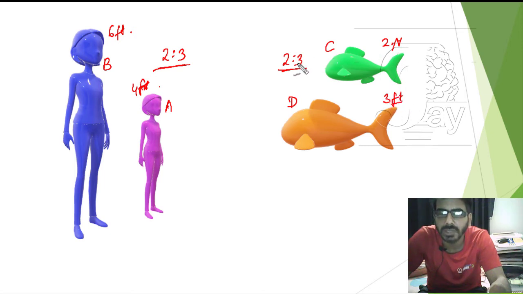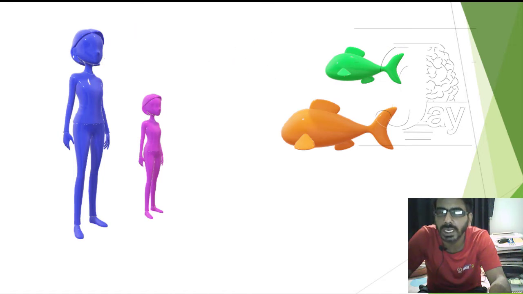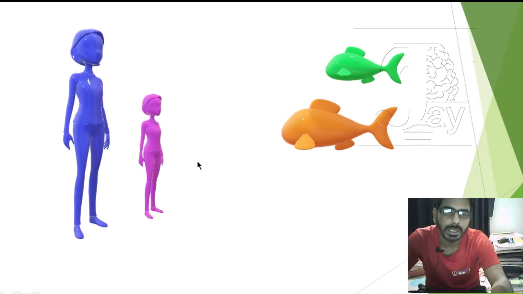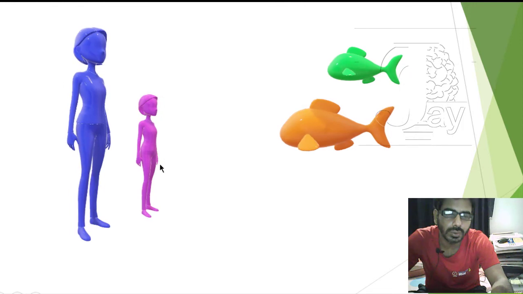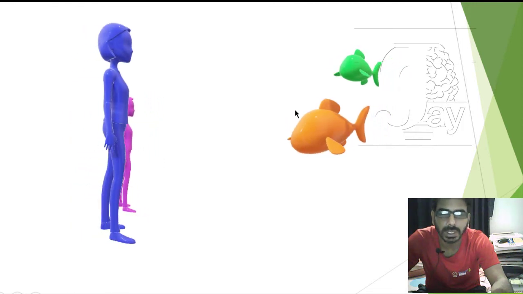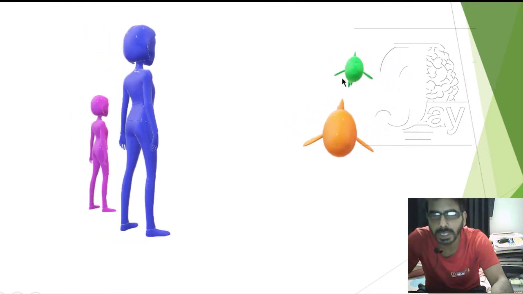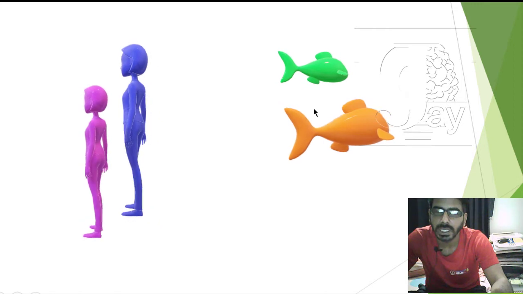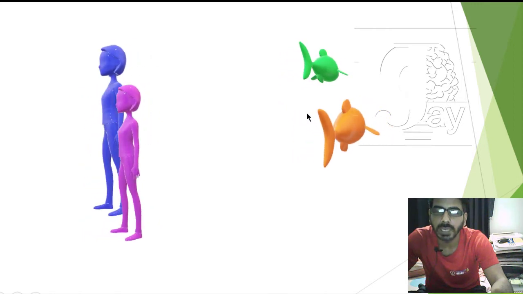Even then we have the ratio 2 is to 3. So what do we get? We get their ratios equal, and hence we say all these models are in proportion. Basically, we are comparing two quantities in one ratio, and then comparing two quantities in the other ratio, and then equating those two ratios. That is what we mean when we say the numbers are in proportion.